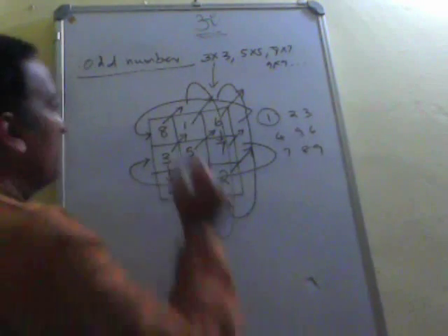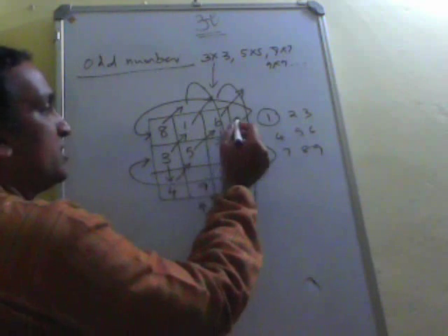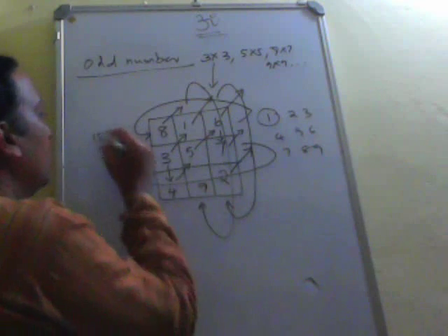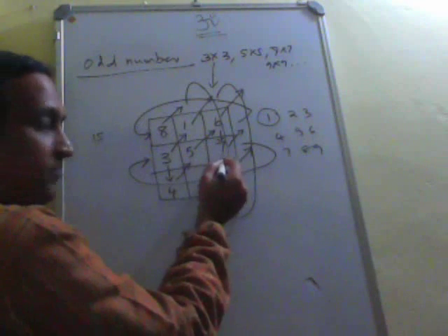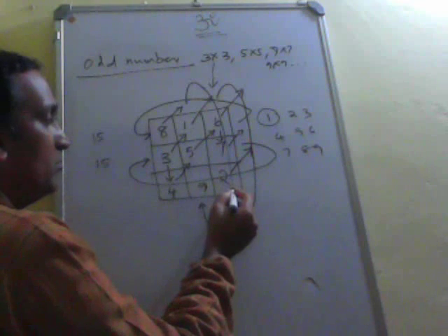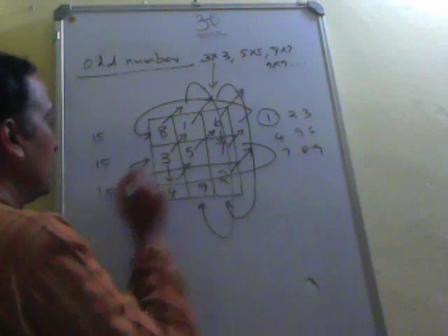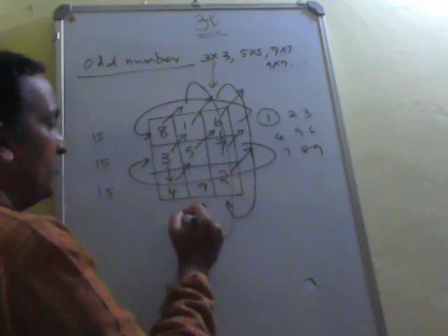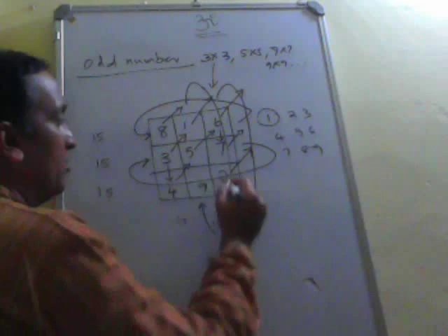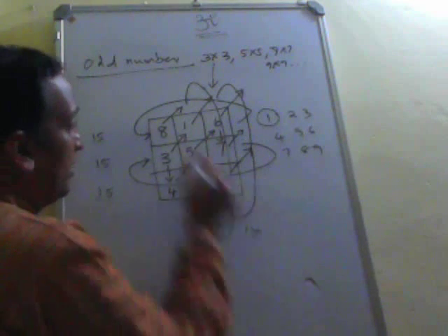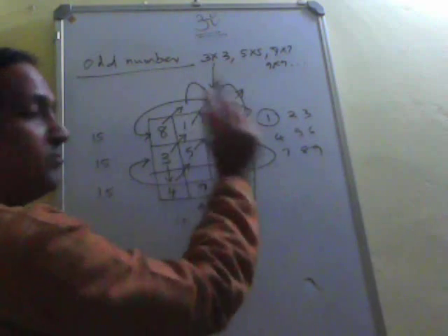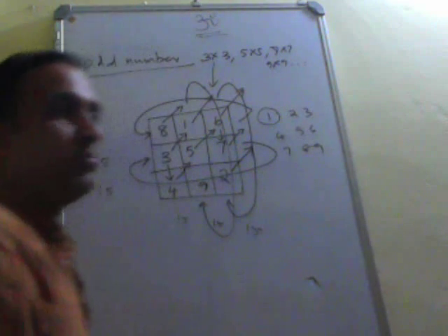Now you add and see. 8 plus 1 plus 6, 15. 3 plus 5 plus 7, 15. 4 plus 9 plus 2, 15. 8 plus 3 plus 4, 15. Columns: 9 plus 5 plus 1, 15. 2 plus 7 plus 6, 15. Diagonal: 8 plus 5 plus 2, 15. 4 plus 5 plus 6, 15. So you will get magic. That is a magic square.